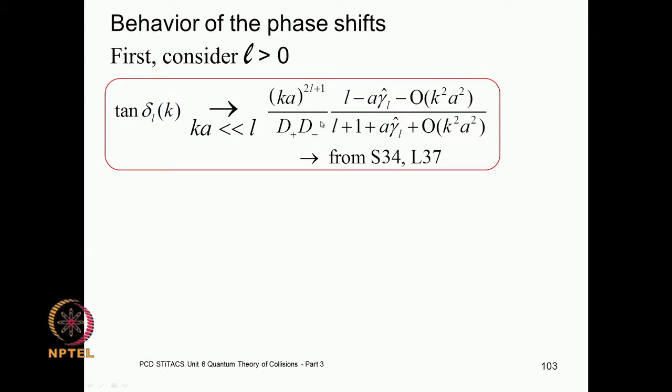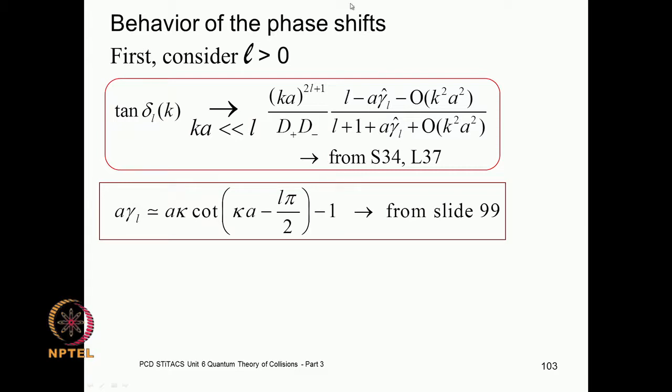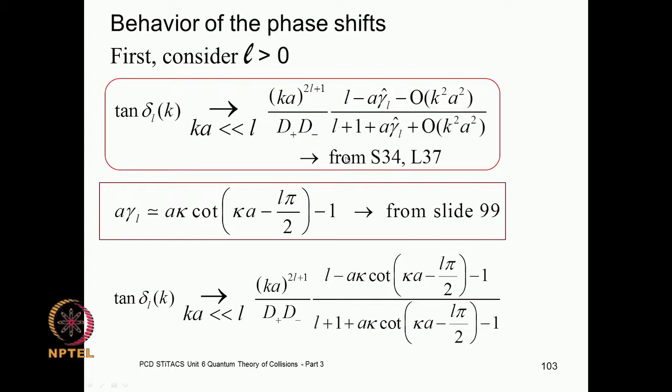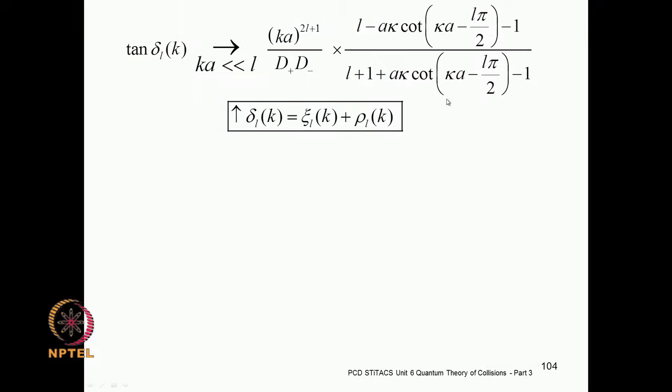And in this, notice that there is this gamma which we have obtained just a few slides prior to this, and now you can write this A gamma, okay? So we had obtained gamma, you multiply it by A, you get A gamma, right? And you can put this A gamma in this expression here, and you get tan delta to be given by this relation, okay? You have neglected certain terms here. So this is your expression for tan delta. This phase shift has been written as a sum of these two parts.